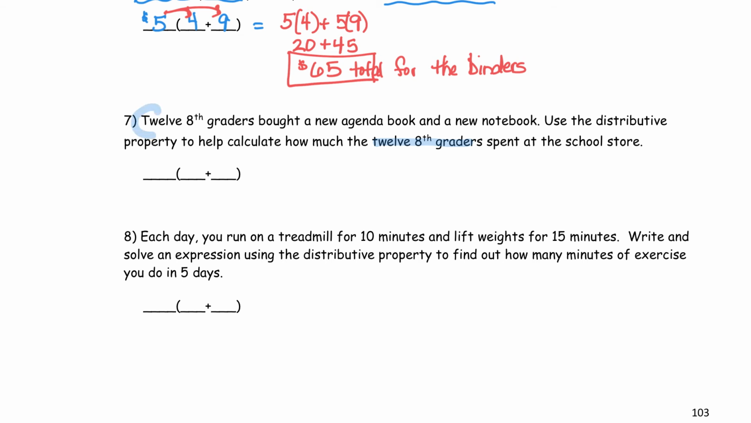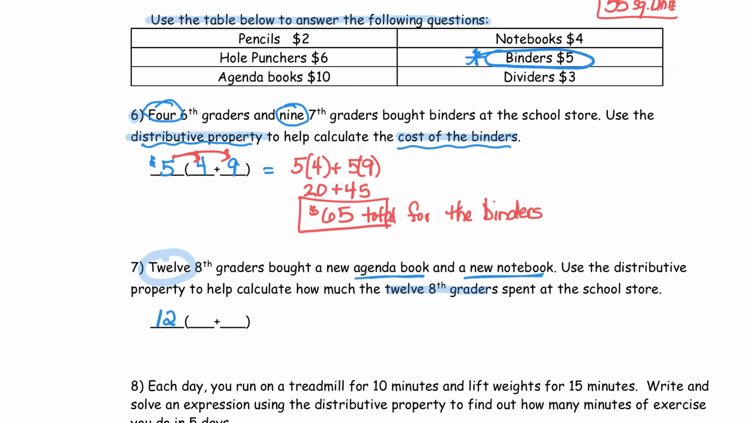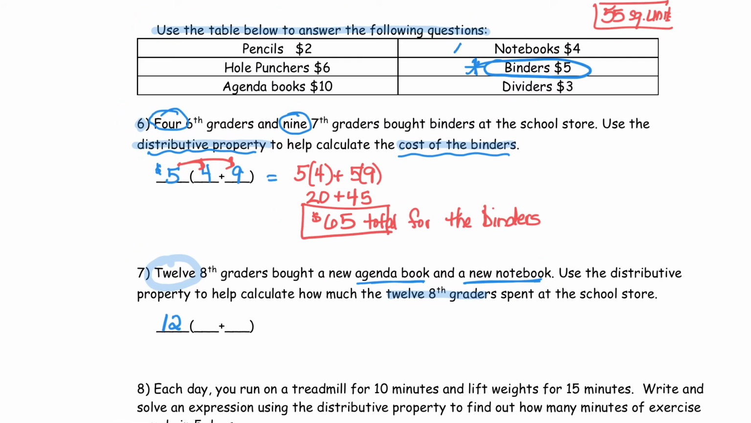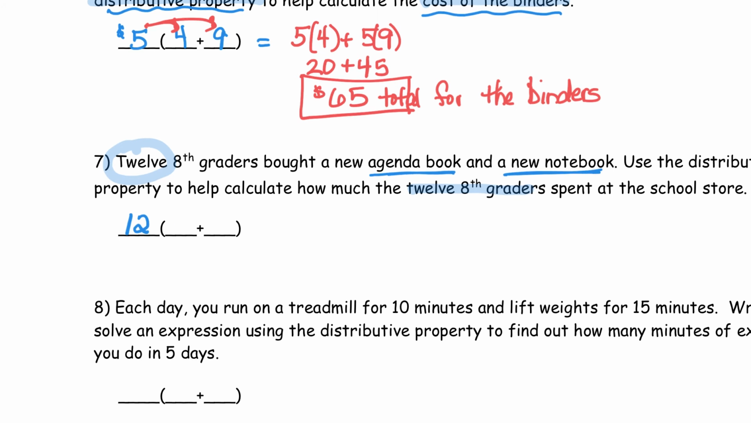So again, I have 12 here, so I know I'm going to put 12 on the outside. Why? Because there's 12 students. And then if I go into the chart, I can see a new agenda book and a new notebook. What is the cost? I'm going to look at the chart. I see notebooks are $4, and I see an agenda book, wow, is going to cost me $10. So I'm going to make sure I put that in here. I'm going to go back down to number 7. The agenda book was $10, and the notebook was $4.